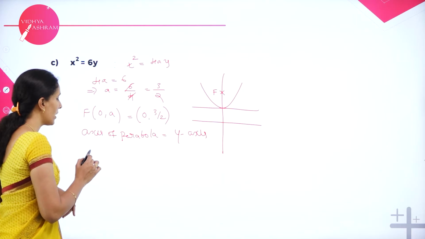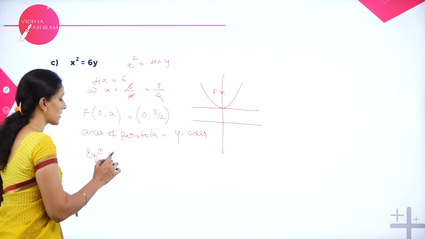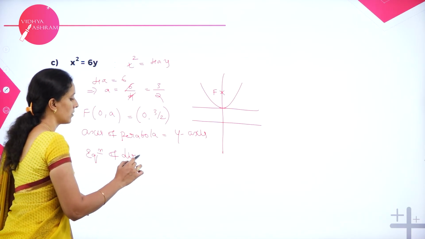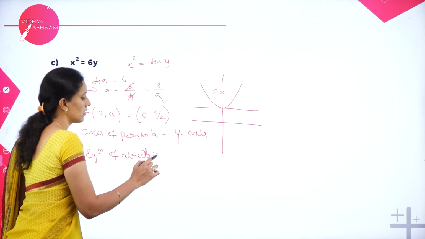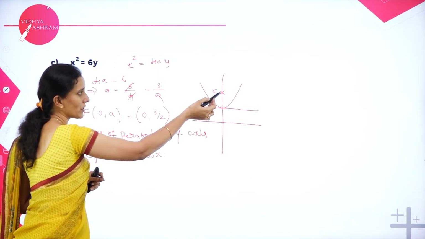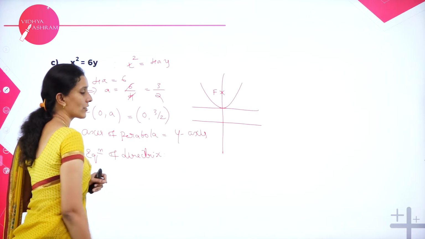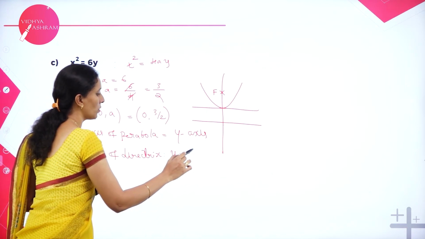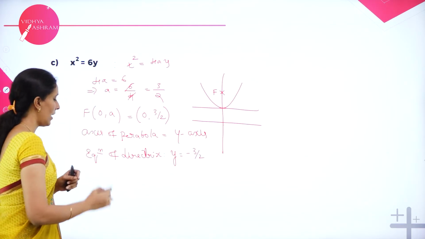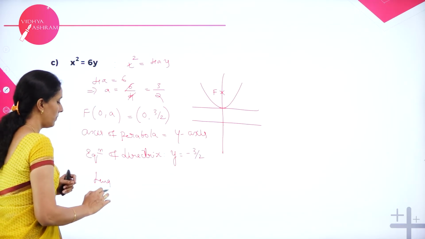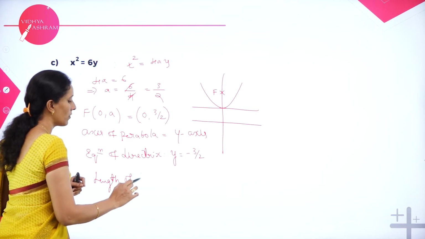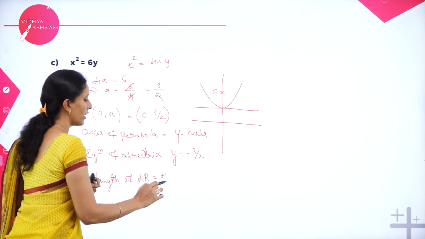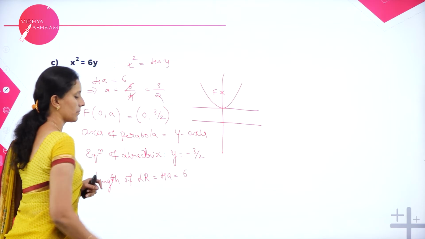Next, we have the equation of directrix. So focus lies on the positive side. So therefore, directrix lies on the negative side. So we write the equation as y is equal to minus 3 by 2. Next, we have length of latus rectum. So length of latus rectum is equal to 4a, which is nothing but 6.